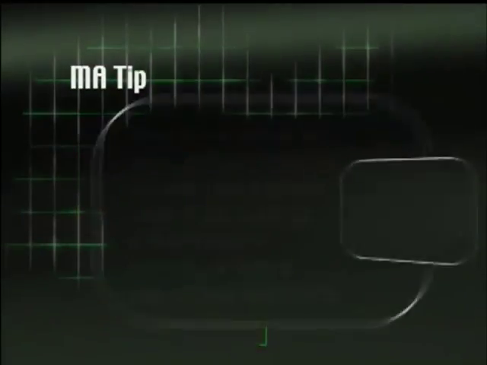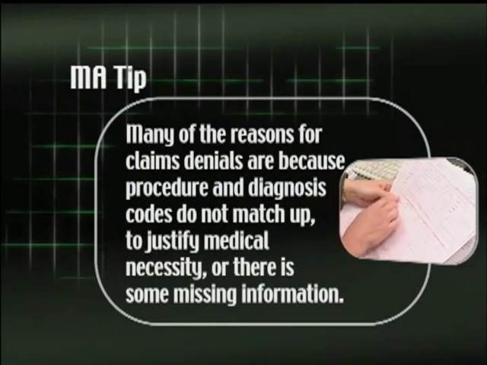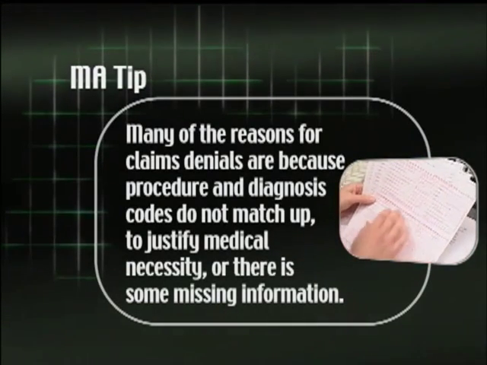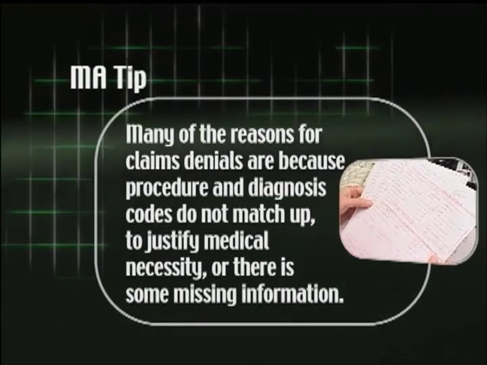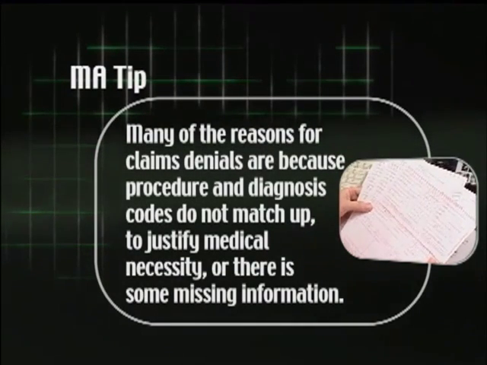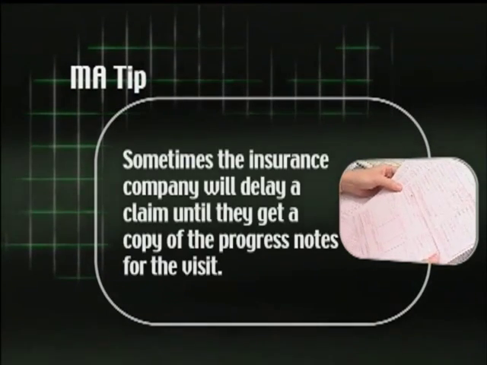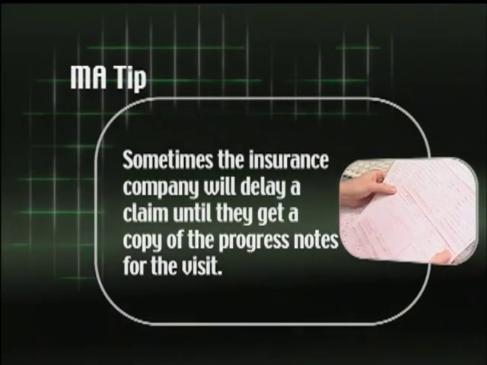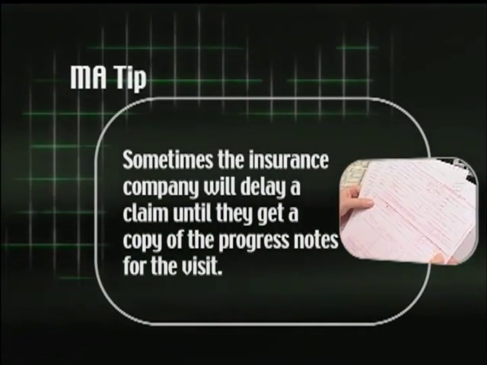MA tip. Many of the reasons for claims denials are because procedure and diagnosis codes do not match up to justify medical necessity, or there is missing information. Sometimes the insurance company will delay a claim until they get a copy of the progress notes for the visit. If a claim is ever denied and a patient brings that to my attention, I will take the initiative to contact that insurance company, find out why it has been denied. Maybe there was an incorrect coding that was done, and it should have been covered.